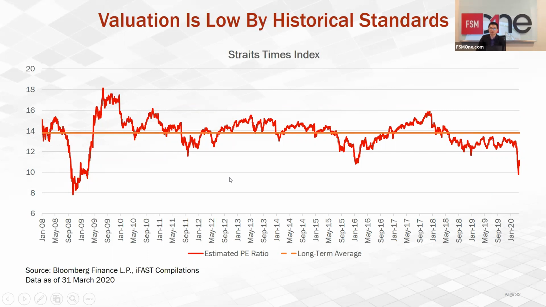Okay, but of course, if you look at 2008, 2009, during the global financial crisis, when PE ratio was actually at about 8 times earnings, some investors might think, well, maybe now it's at 11 times, it can go down to 8 times. And when that happens, you are looking at a potential downside of about another 20 to 30%. So the possibility is there, okay? But also there is the possibility that it won't go down that far.